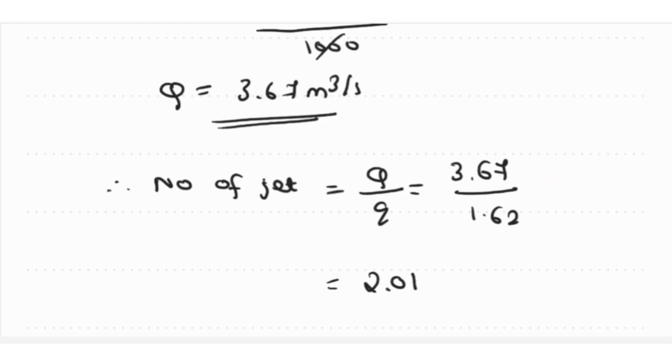Whenever the value is greater than 2, we should take 3 as the number required. If the value is less than 2, you can round it to 2. If the value is greater, then 2.01 should be rounded to the higher value, that is 3 number. So number of jet required is equal to 3 number.